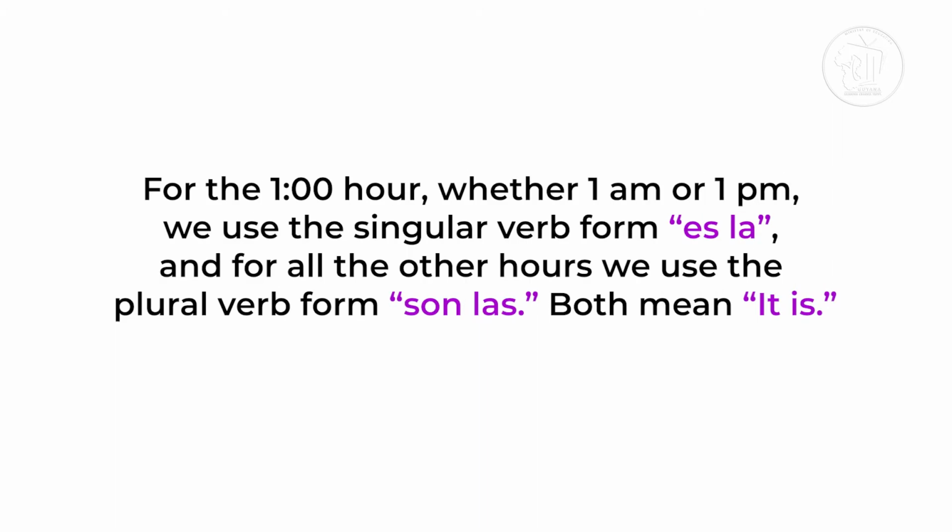Let's move on to how to answer when asked, ¿qué hora es? In English, when asked what time it is, we usually start by saying, it is, followed by the time. In Spanish, there are two things to remember when answering. Dos cosas. For the 1 o'clock hour, whether 1 a.m. or 1 p.m., we use the singular verb form es la. Es la. And for all the other hours, we use the plural verb form son las. Son las. Both of these mean it is.